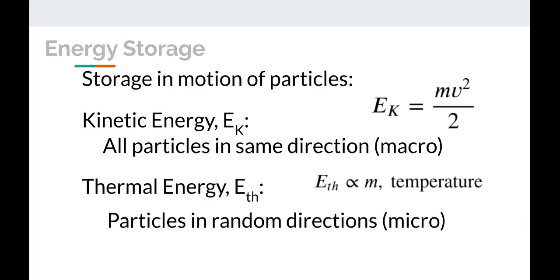Thermal energy is microscopic. So this is the energy of the motion of particles, but when they're moving in all random directions. So thermal energy storage could be high even if the object itself is standing still, because all these particles are moving around in random directions that sort of cancel each other out, but they still have motion. And the energy that's stored in that random motion is what we call thermal energy storage. This is going to be proportional to how much matter is there, the mass, and to how hot it is, the temperature. The faster the particles are moving, the higher we say the temperature is.